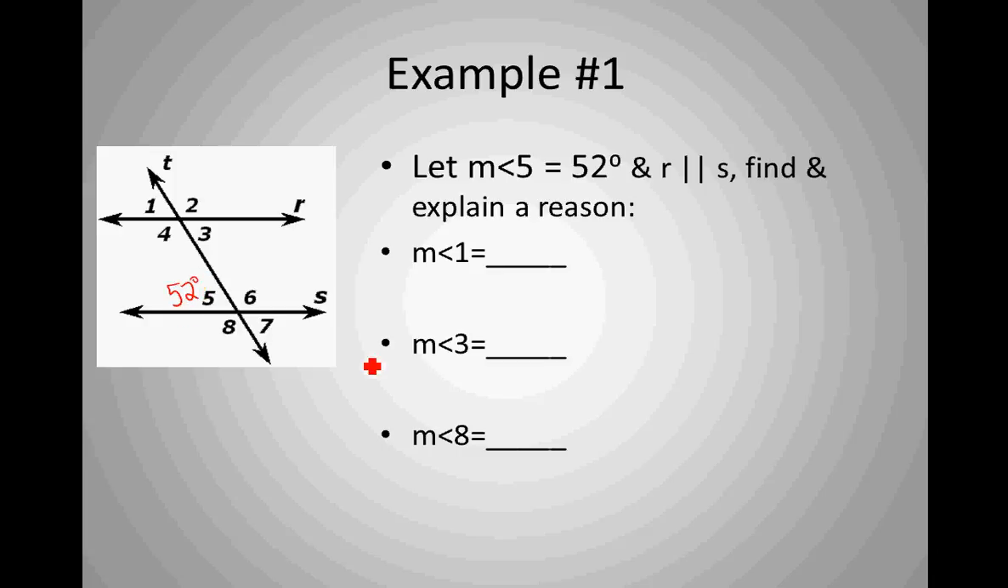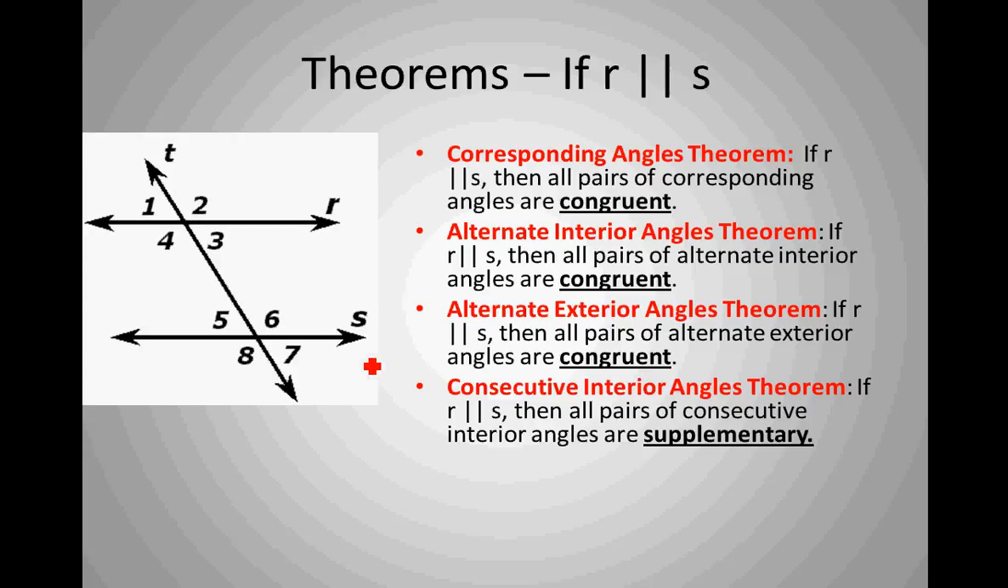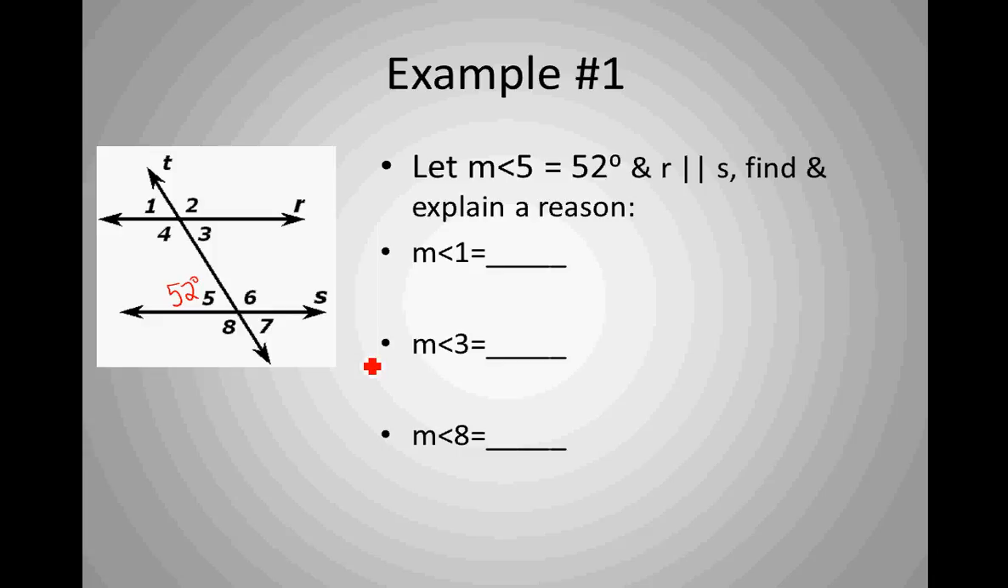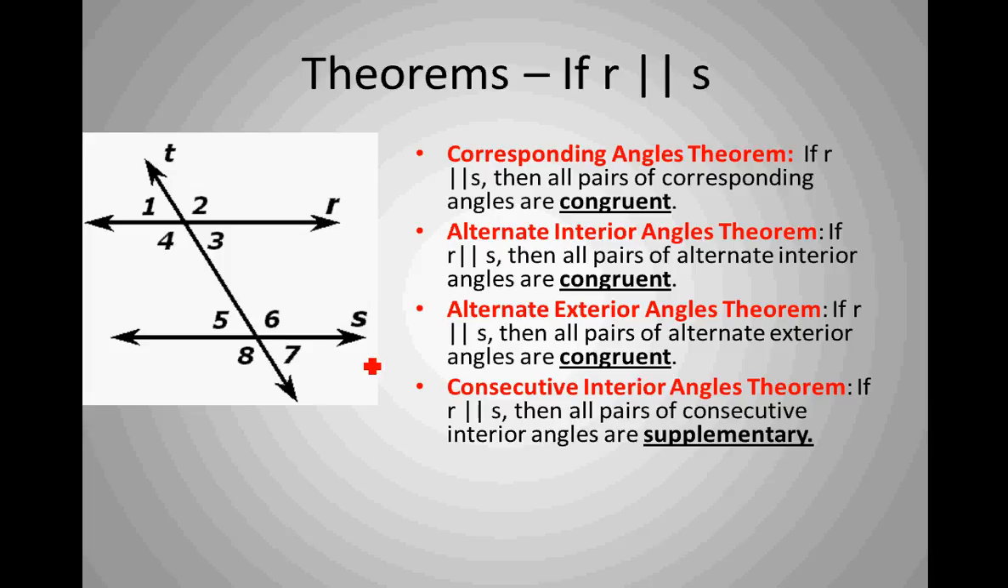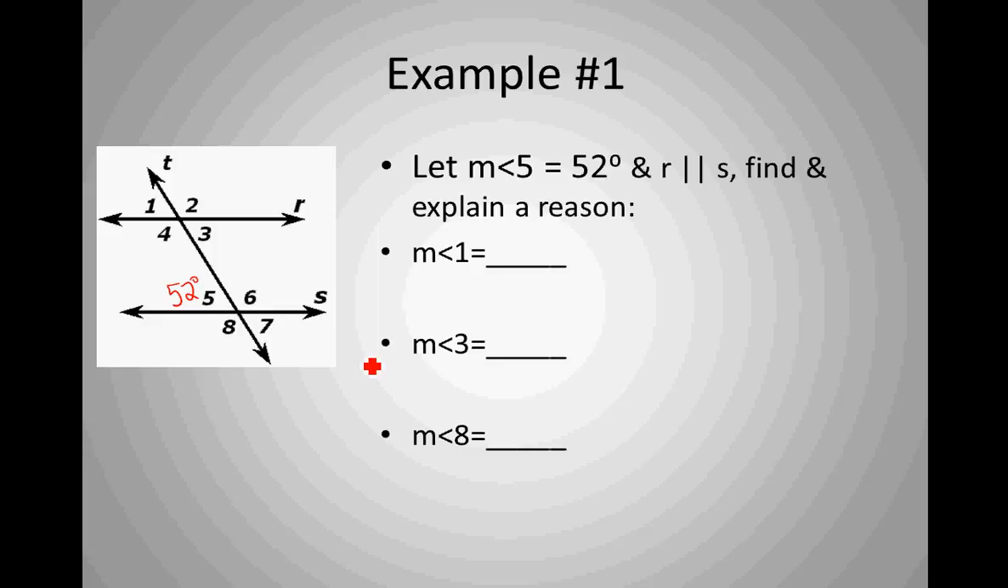Now, for angle 1, you need to think about the relationship between angle 5, the known angle, and angle 1. Since lines R and S are parallel to each other, the theorems on the previous slide are all going to apply. Angle 5 and angle 1 are corresponding angles. The rule with corresponding angles is that if the lines are parallel, then all pairs of corresponding angles are congruent. So if angle 5 is 52 degrees, then angle 1 is also going to be 52 degrees.